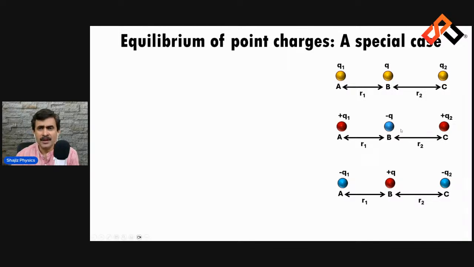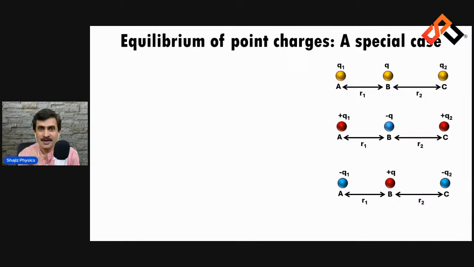So that is the first force, and the direction of that force we obtained. Then whatever the magnitude, we can calculate it using Coulomb's law. That is 1 by 4 pi epsilon 0 into Q1 Q divided by R1 square. And it is acting towards the positive x direction from A to B. Okay, that's it.